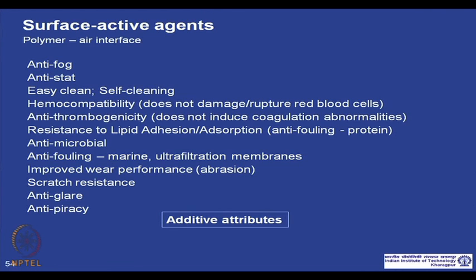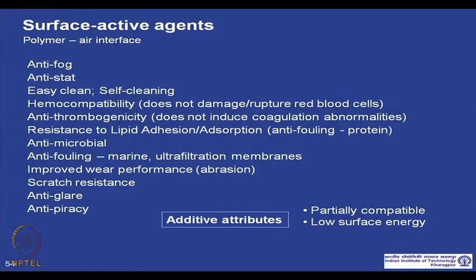Now, to be successful as a surface active additive, the additive must have some attributes. For example, it must be partially compatible. If it is completely compatible with the polymer matrix, then it will be soluble in the polymer matrix, so it will not come out to the surface. And if it is completely incompatible, then it will bloom out of the surface, so nothing will remain. So the additive in this case must be partially compatible, so that it migrates to the surface, but stays in the polymer matrix.